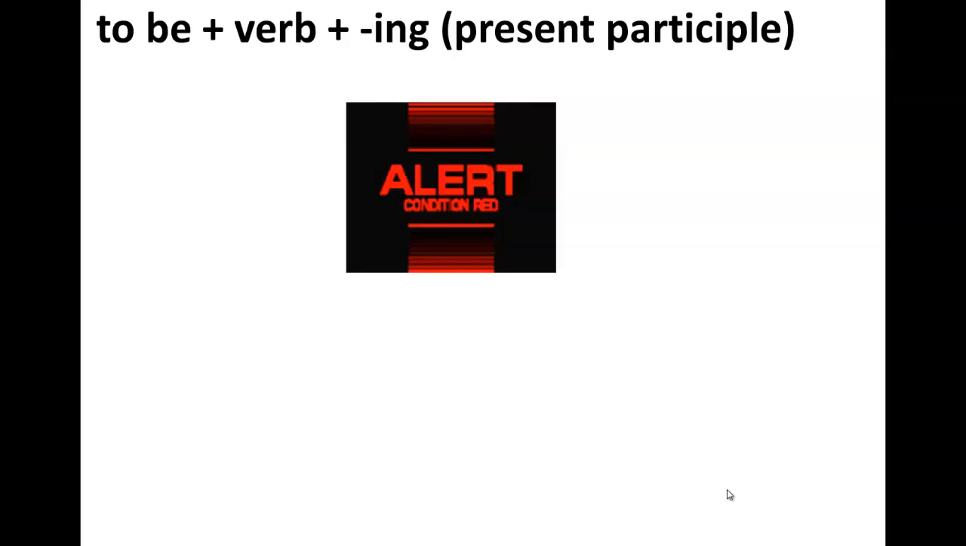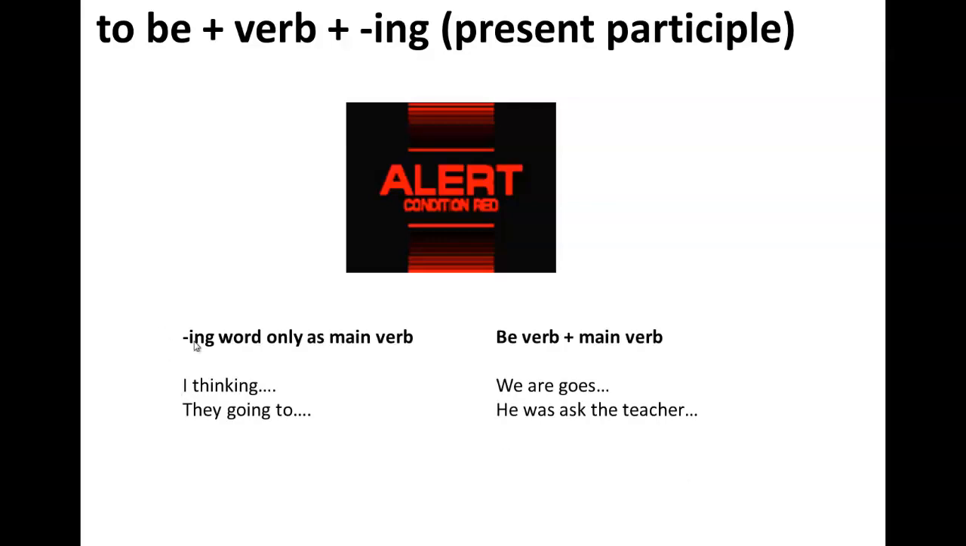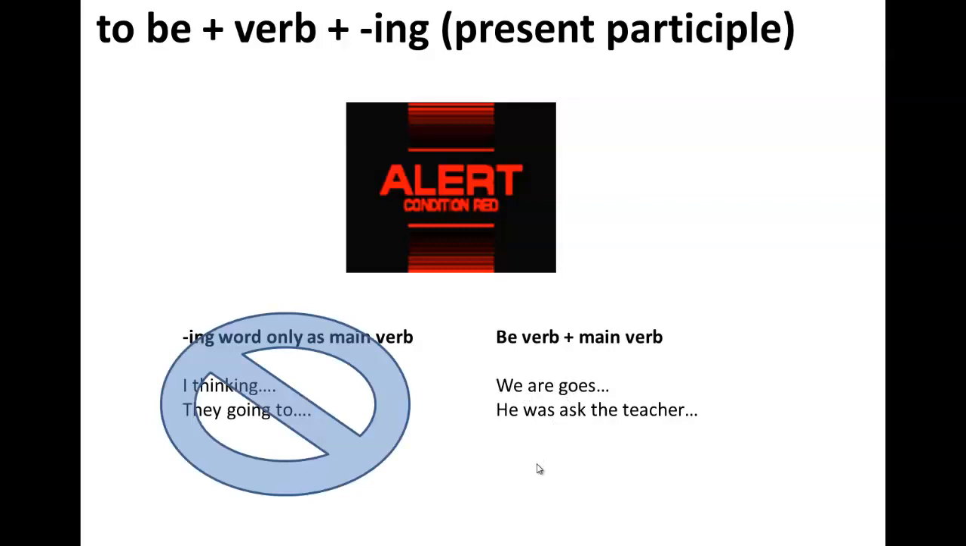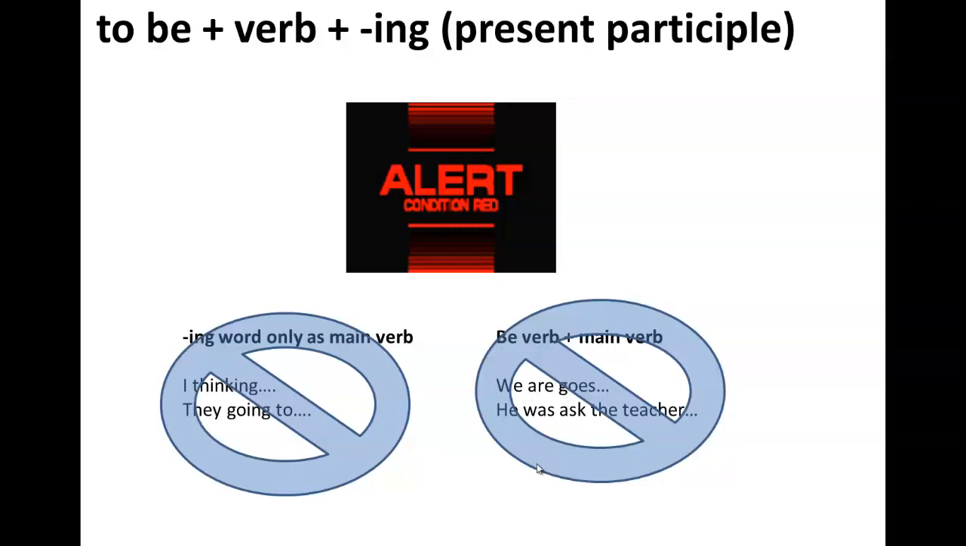Okay, now we have a special alert with these, mistakes that people sometimes make. Sometimes people make the mistake of using the ing word only as a main verb. Example, I thinking, or they going to. Okay? Sometimes people make the mistake of using a be verb and a main verb with no ending. Example, we are goes, or he was ask the teacher. Okay? These are both mistakes that we really want to avoid in our writing.